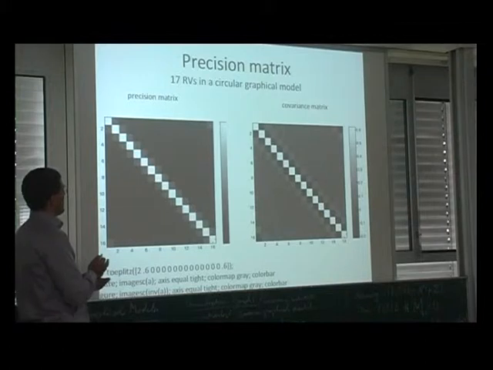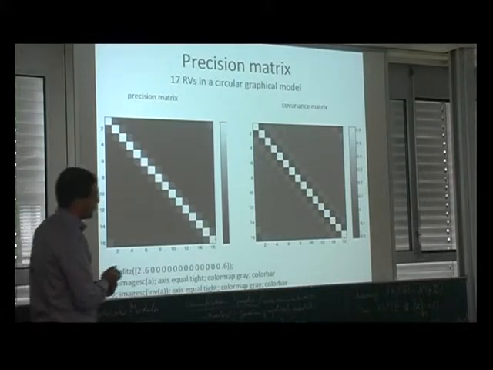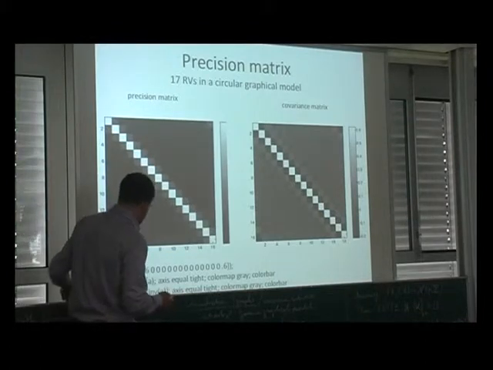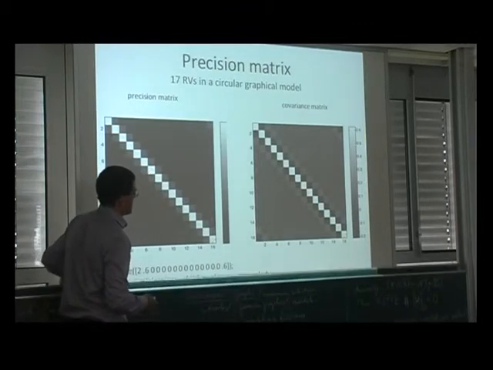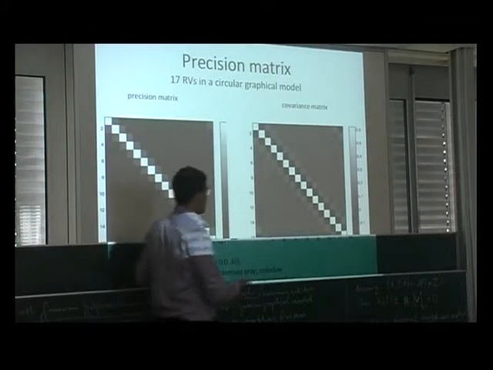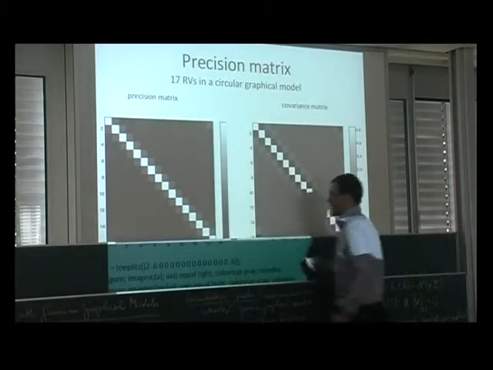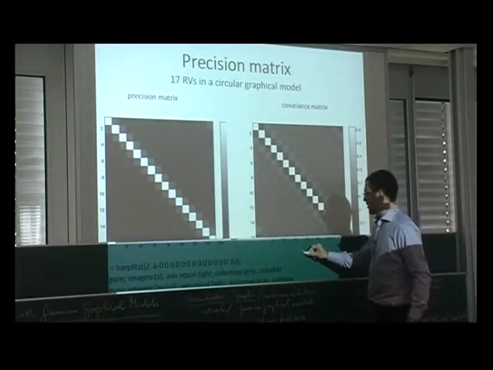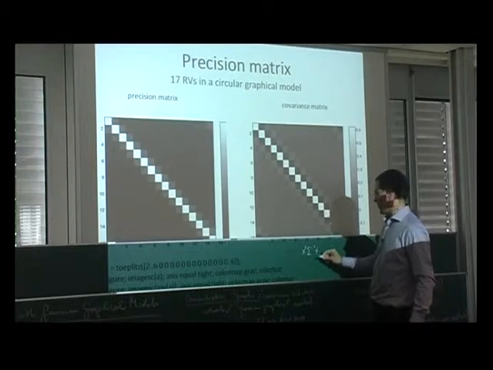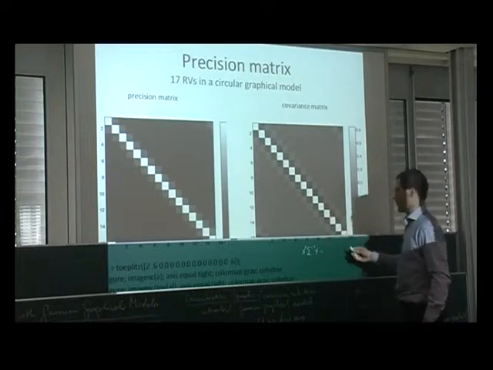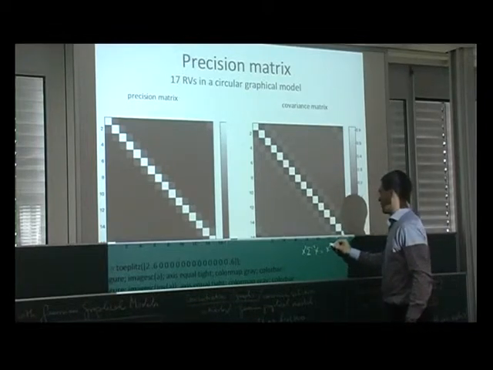The interesting point, I think, is that if you remember what a Gaussian looks like, and I'm omitting the mean for now, we have x sigma to the minus 1 x, or using the concentration matrix, we have x transpose K x.